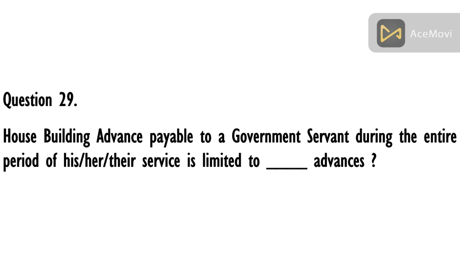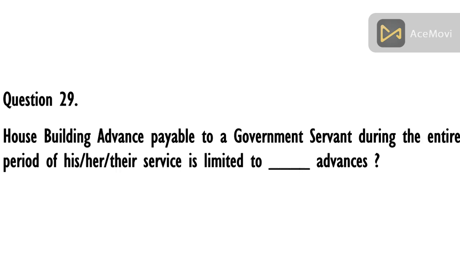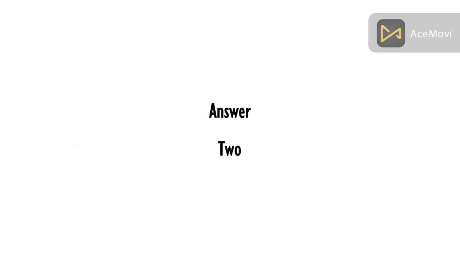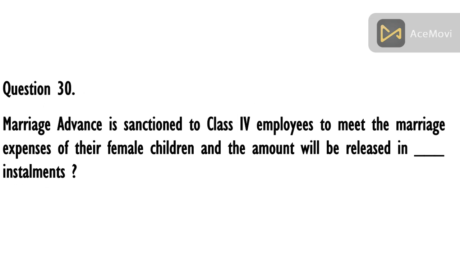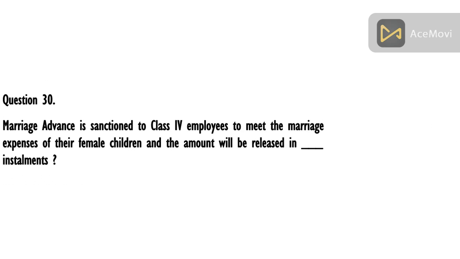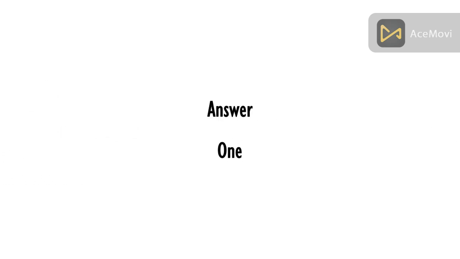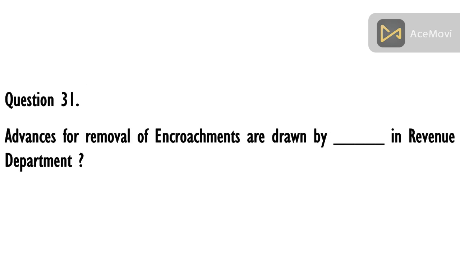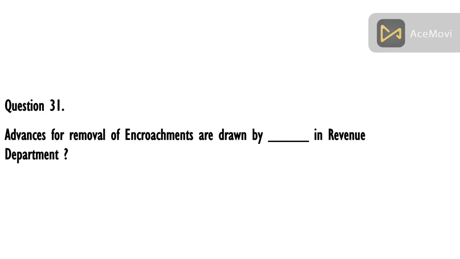Question 29. House building advance payable to a government servant during the entire period of his service is limited up to how many advances? Answer 2. Question 30. Marriage advance is sanctioned to class 4 employees to meet the marriage expenses of their female children, and the amount will be released in how many installments? Answer 1. Question 31. Advances for removal of encroachments are drawn by whom in Revenue Department?